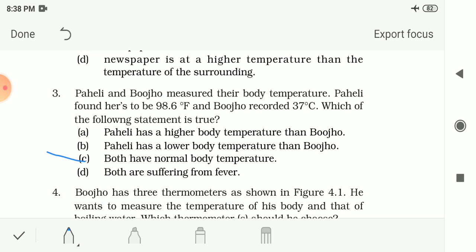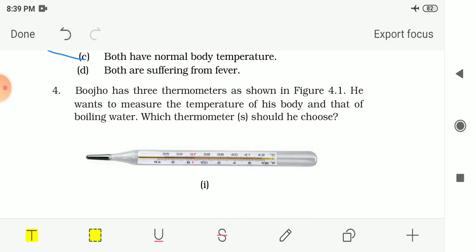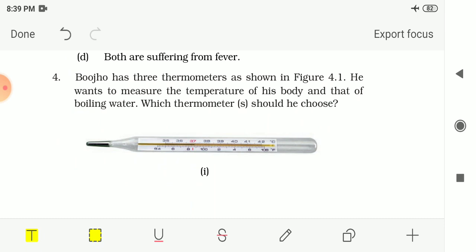The temperature 37 degrees Celsius is described in the Celsius scale, while the temperature 98.6 degree Fahrenheit is described in the Fahrenheit scale. But they are actually equal, and both these values represent the normal average temperature of the body. So both have the normal body temperature. So your answer is option C. We will see the formula in the higher classes to convert degree Celsius into Fahrenheit and Fahrenheit into degree Celsius. Now the next question is, Boojho has 3 thermometers as shown in the figure.